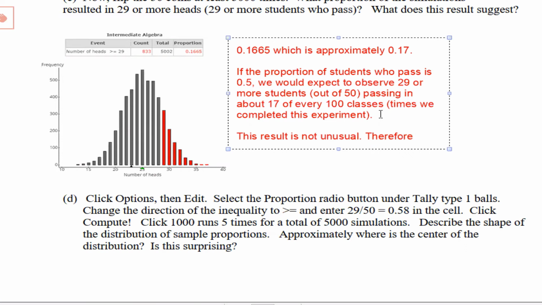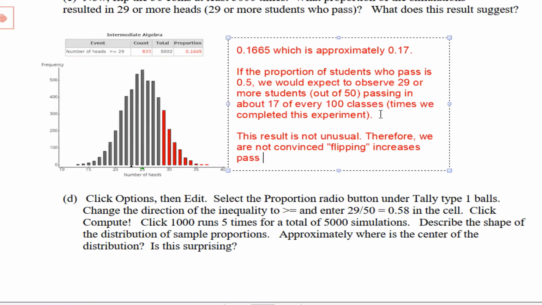Therefore, we are not convinced flipping increases pass rates.